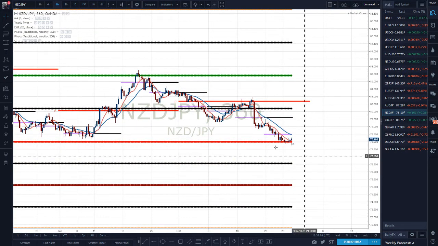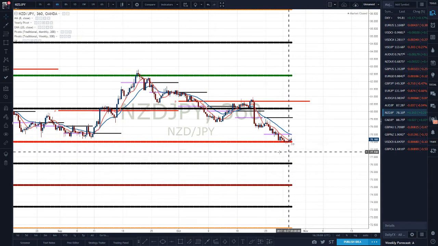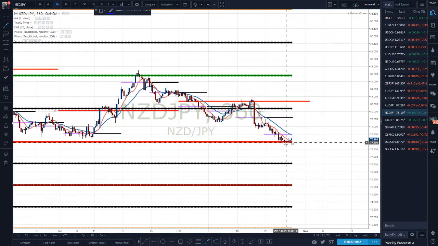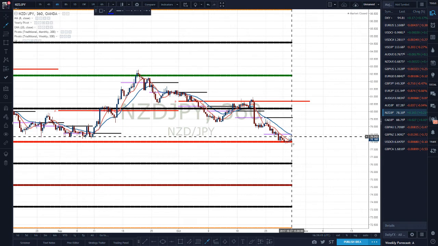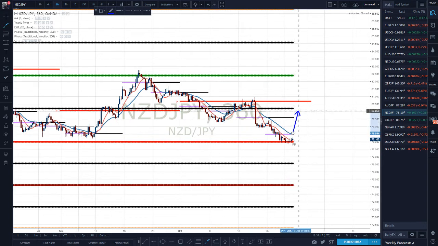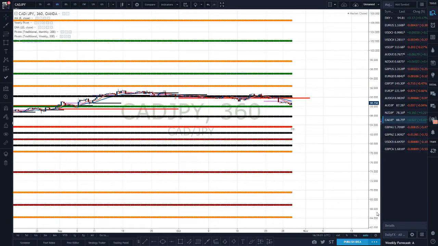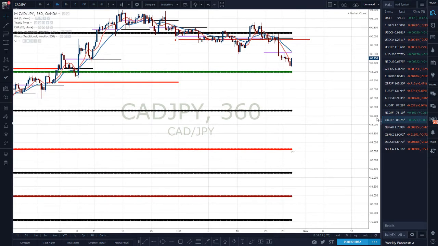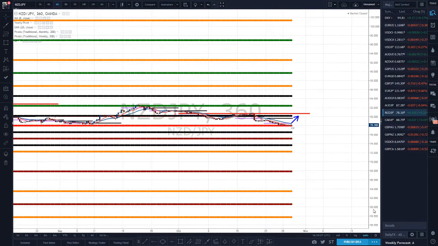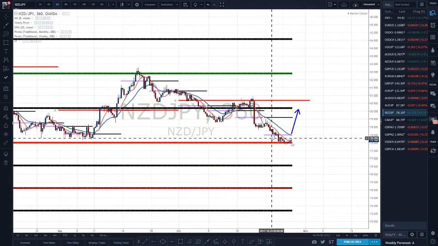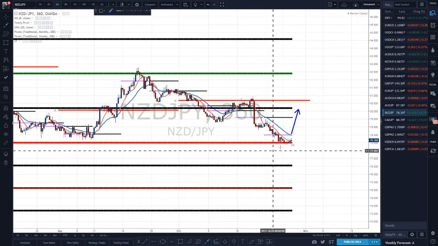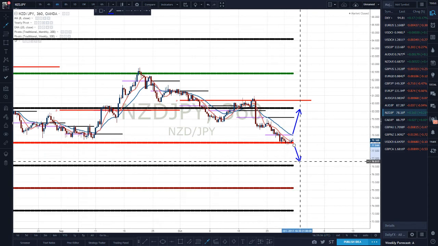New Zealand yen is currently at a pivot point. The weekly pivot's just above. If price closes above this weekly pivot and these moving averages, look for price to head higher. Just to go back, just thought of this. New Zealand yen. If price does break below this pivot point, look for a continuation.